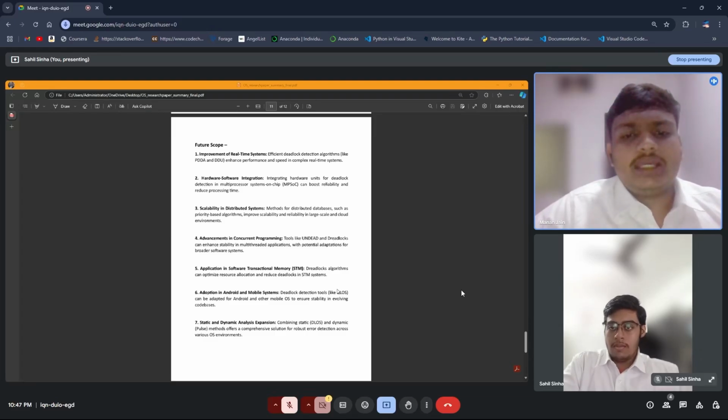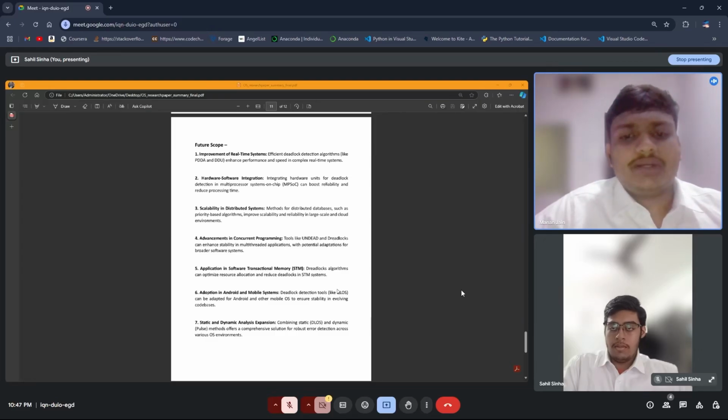Third, scalability in distributed systems. The methods discussed for distributed systems, such as priority-based algorithms and hierarchical deadlock models, show promise for expanding the scalability and reliability of database management in large-scale and cloud computing environments.